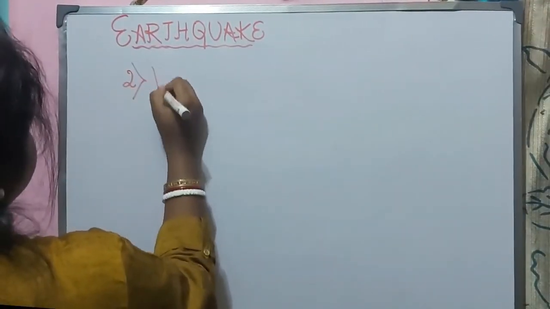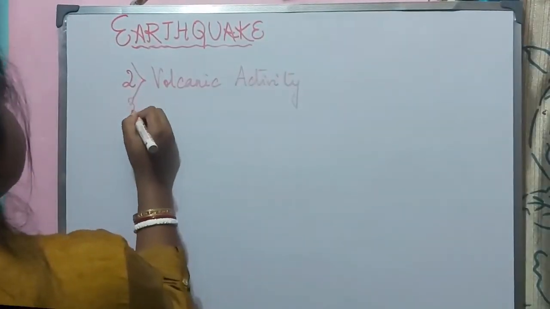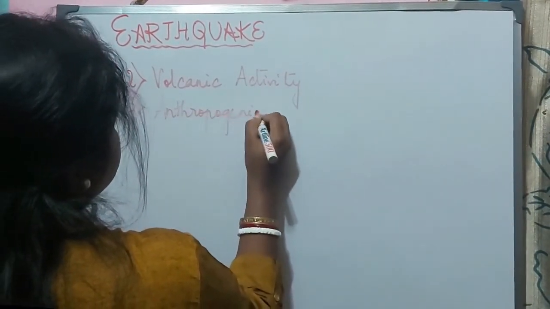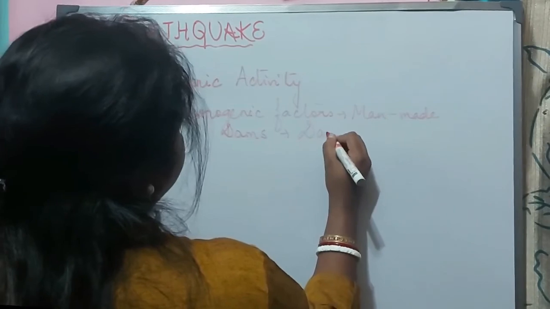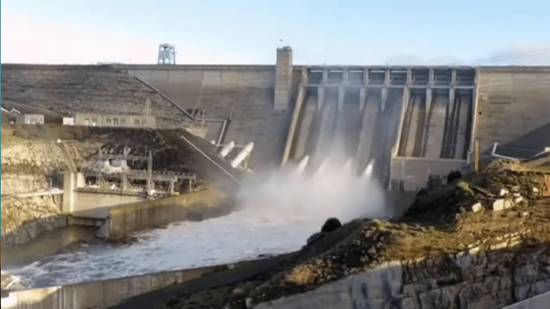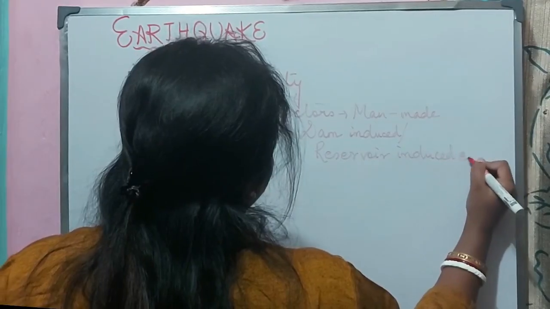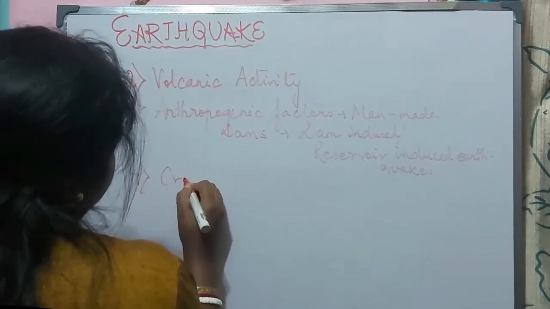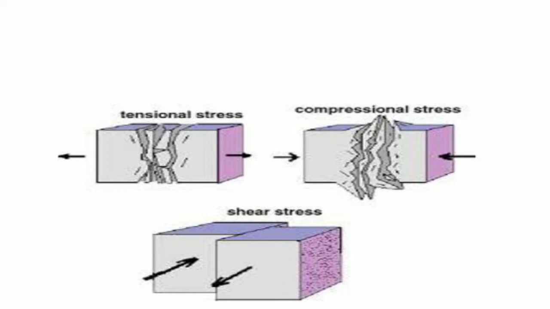Now, what are the other causes of earthquake? Earthquake is also caused due to volcanic activity. So when there is volcanic activity, it leads to earthquake. It is also caused due to anthropogenic factors. That means man-made factors, like for dams, we have dam-induced, reservoir-induced earthquakes. And also due to crustal deformations. So these are the causes of earthquake.